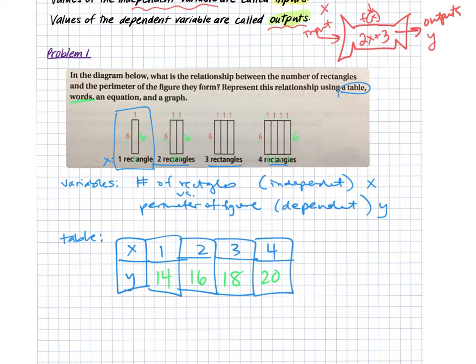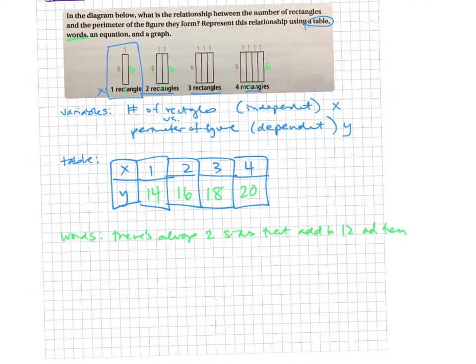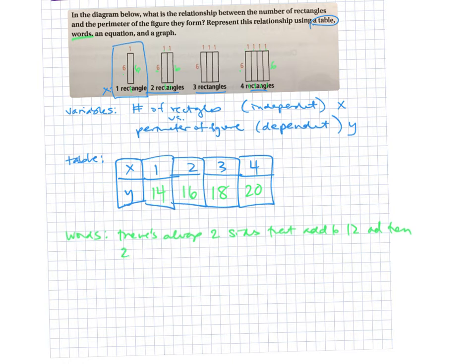And so in words, we can say there's always 2 sides that add to 12, and then 2 is added to the perimeter each time a new rectangle is added. Oh, sorry, I won't do this again. I'll just push pause and type it so you don't have to wait for me to write it.